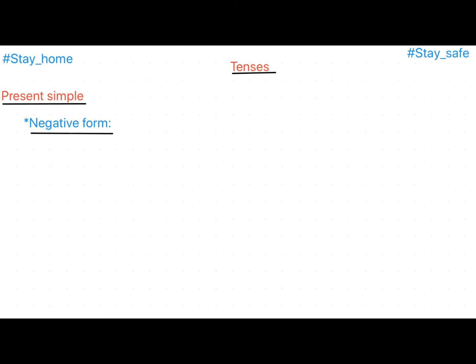بالنسبة للنيجاتيف فورم باش نختصرو عندنا two options. إما غنديرو don't plus the verb أولا doesn't plus the verb. don't راه هي do plus not و doesn't هي does plus not. So let's see which subjects are we going to put with don't plus the verb and which ones are we going to put with doesn't plus the verb.